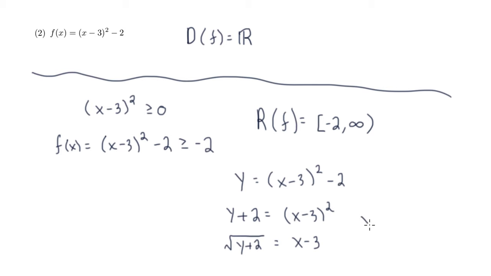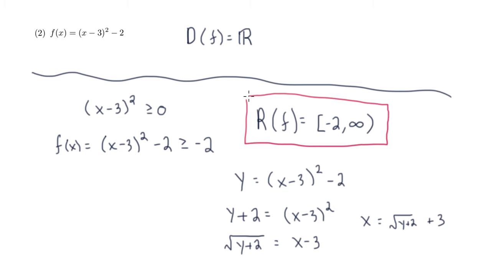But then look, as long as y is greater than or equal to negative 2, this will be a real number, and I can take x to be the square root of y plus 2, plus 3. So this input that I choose, given any number y in here, will give me an output of that y when I plug it back into the function. Therefore, the range will be this set. And we've already found the domain.